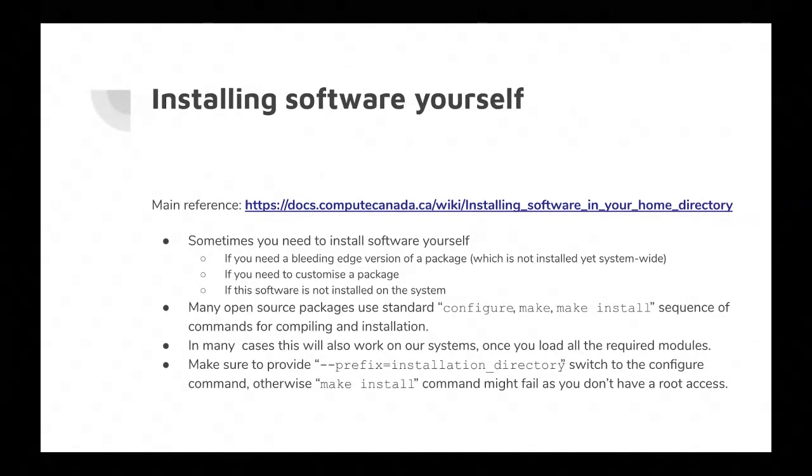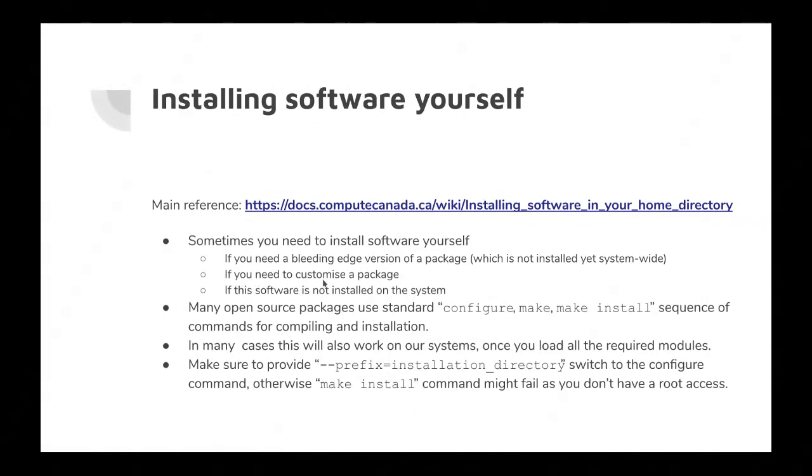Switching gears to the next topic, installing software yourself. Most likely, the software you need is already installed on our systems. Sometimes, for whatever reason, you want to install it yourself. For example, you need a bleeding edge, like a beta version of a certain package, which is already installed, but you need a newer version. You can ask us to install the newer version, but it may take a while, sometimes weeks. We have a few software staff who work full-time, keep installing new packages. So it's not a super fast way to get what you want.